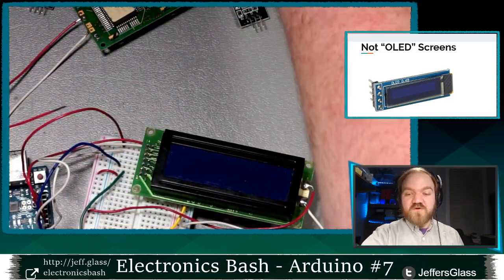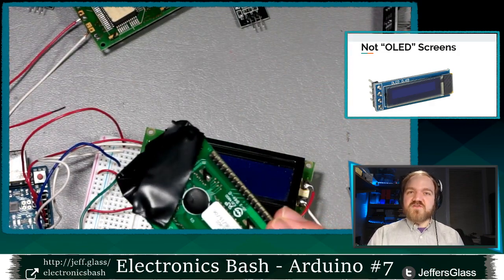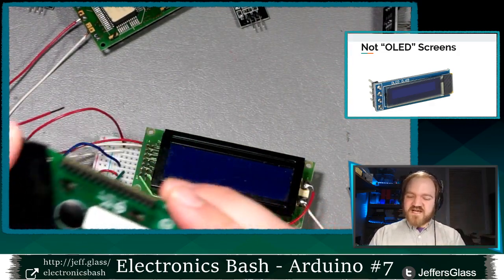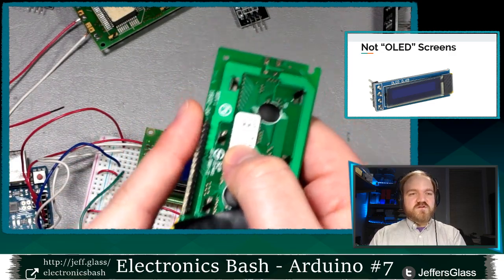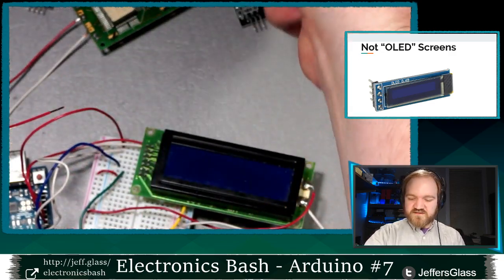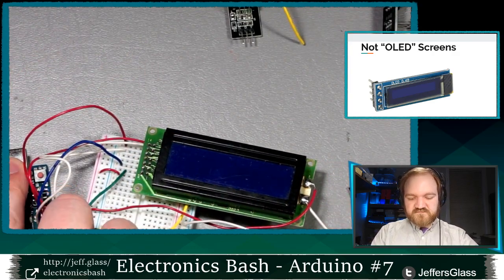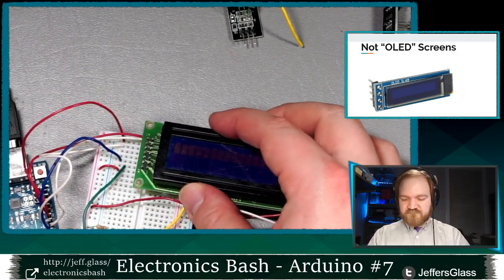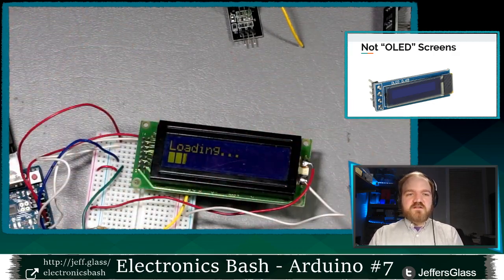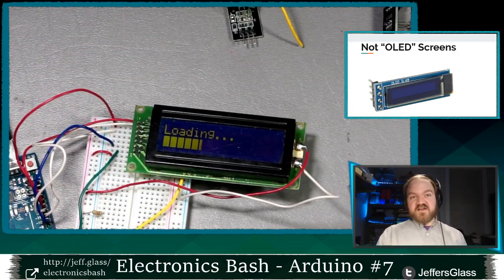So if you're looking to buy one, I would recommend finding one that's either in the shield form factor that snaps on top of your Arduino, or one with a single row of pins like this that just chonks into a breadboard. But for tonight, this is the one that I will be playing with. So let me plug that in. And I'll tell you what, let's run a little bit of code on it, and then we'll come back to how you wire these things in.